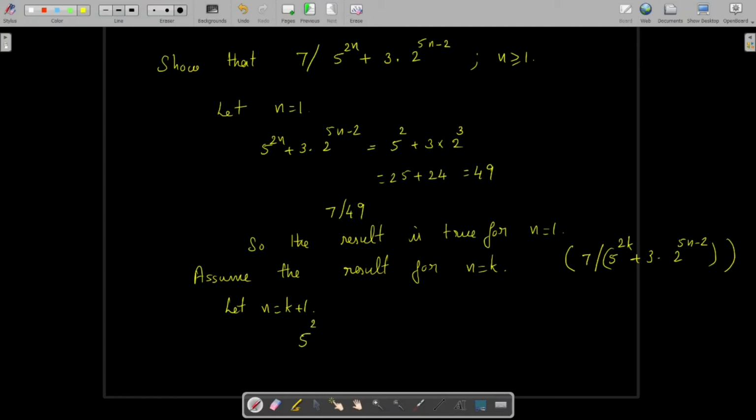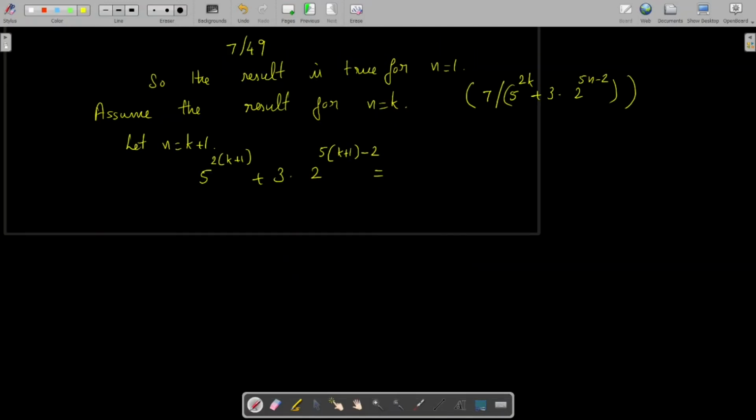So we consider 5 raised to 2 into k plus 1 plus 3 into 2 raised to 5 into k plus 1 minus 2. So this is equal to 5 raised to 2k plus 2 plus 3 into 2 raised to 5k plus 5 minus 2, that is plus 3. Or we can write 5 raised to 2k into 5 square plus 3 into 2 raised to 5k plus 3. We write it in such a way that the first term involves 5 raised to 2k.